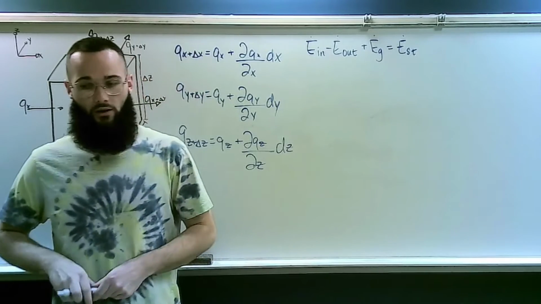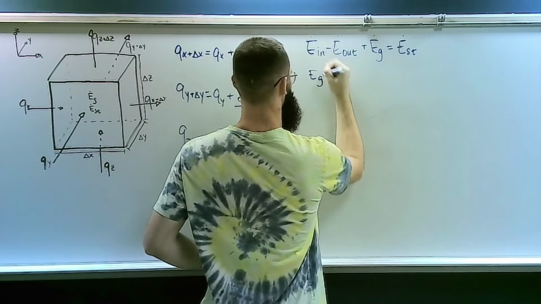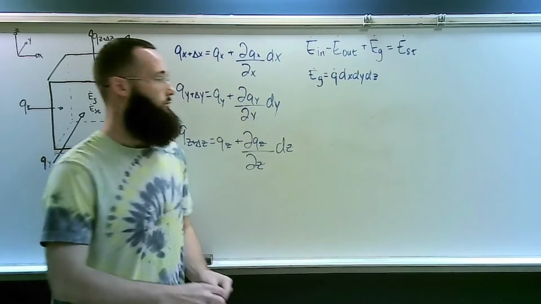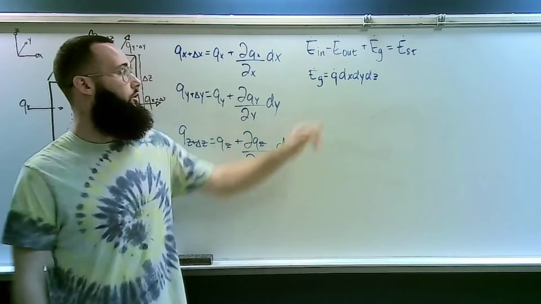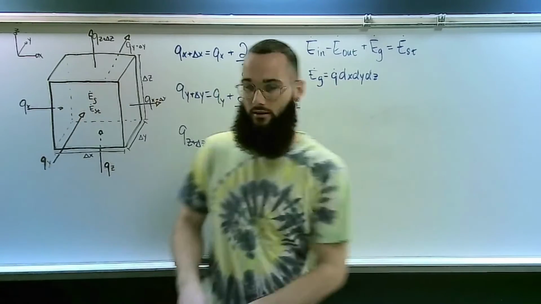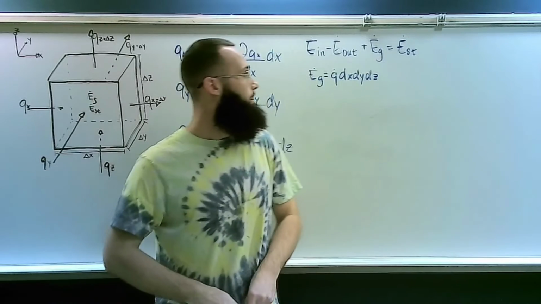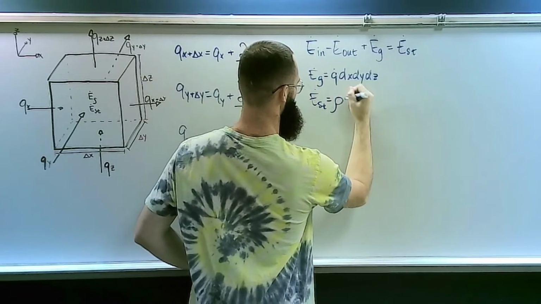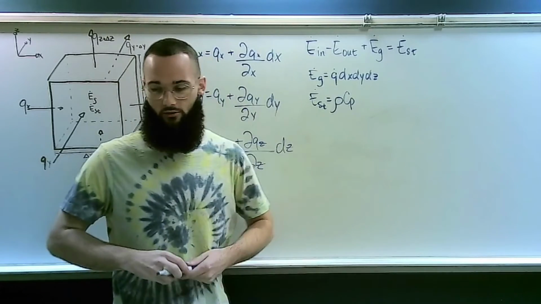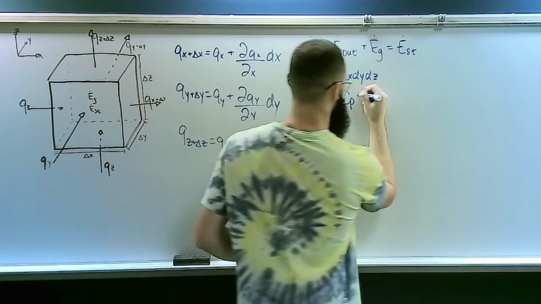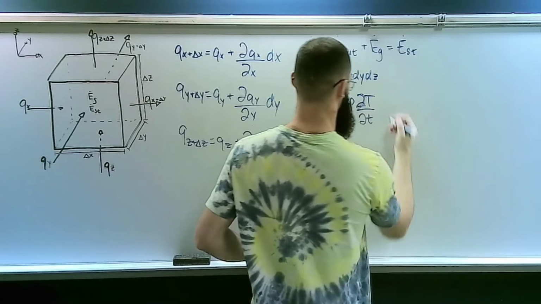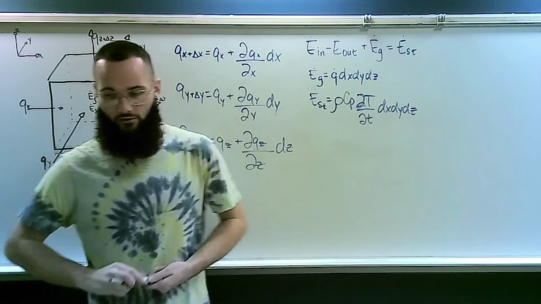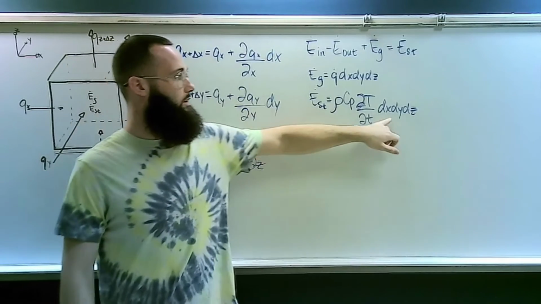Now that we have the energy generation and energy storage in an equation, we need to figure out what these actually are, and thankfully we know this already. The energy generation rate is equal to q dot dx dy dz. Basically, q dot is the amount of energy generation per volume, and dx dy dz is the volume of this rectangular prism. The energy storage rate is equal to the density times the heat capacity of this fluid times the differential temperature with respect to time, times dx dy dz. This is the energy storage rate per volume times the volume of the geometric shape again.